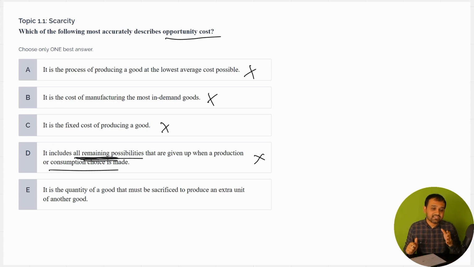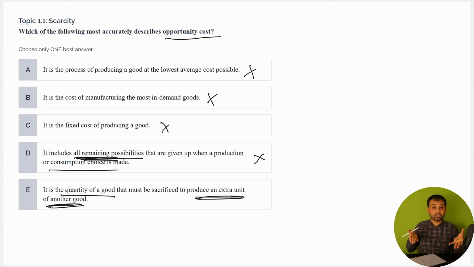D says it is the quantity of a good that must be sacrificed to produce an extra unit of another good. This is one way opportunity cost can be expressed. Because see here, when this producer is producing an extra unit of a good, they're using resources to do that, right? And that resource could have been used to produce something else. The next best thing that it could have produced, the amount of that is what this producer gave up when they produced an extra unit of a good. So therefore, this is one way of quantifying opportunity cost.